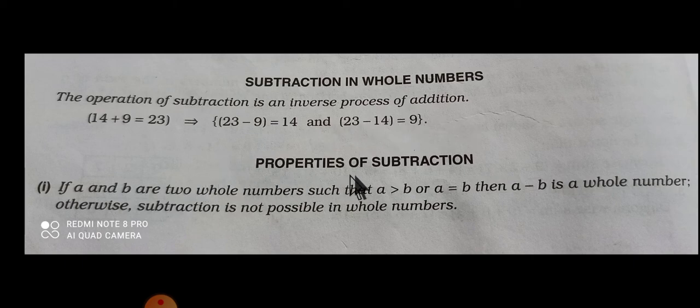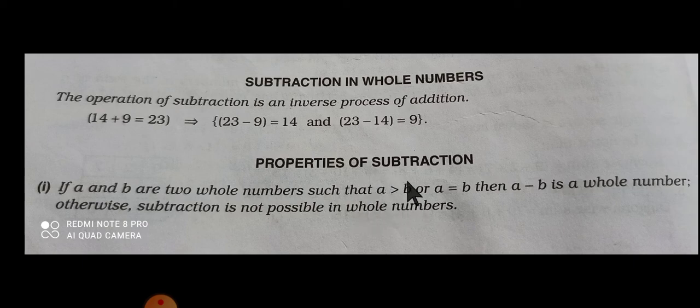Let's start the properties of subtraction. First property: if a and b are two whole numbers such that a is greater than b or a is equal to b, then a minus b is a whole number. Otherwise, subtraction is not possible in whole numbers.